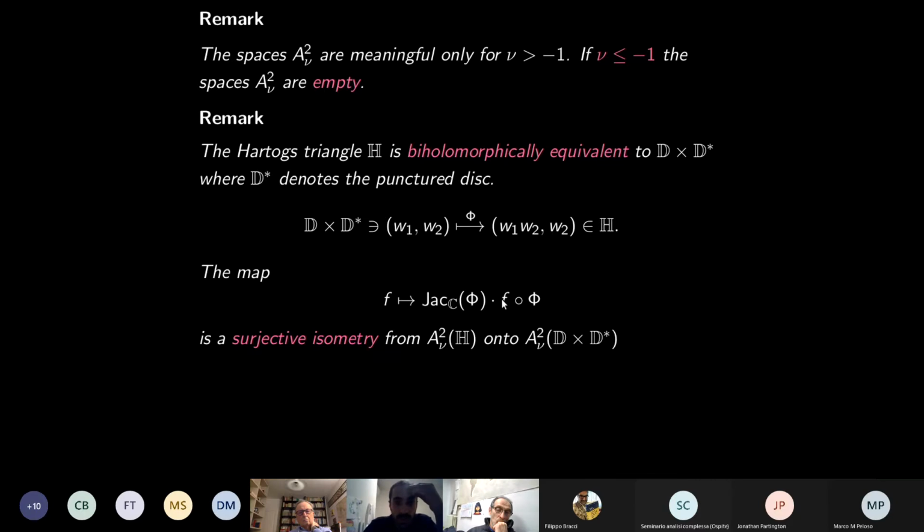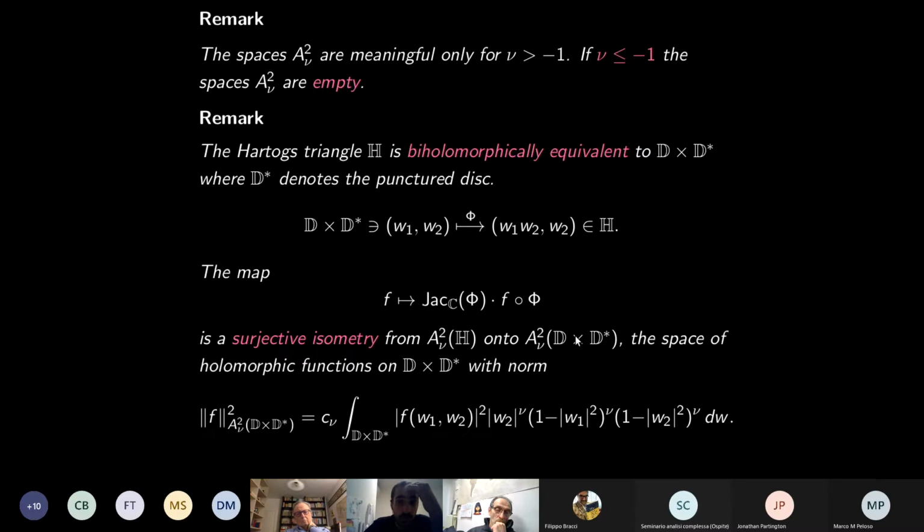Clearly, the map that to F associates the Jacobian of phi times the composition of F with phi is a surjective isometry from the weighted Bergman space on H onto a weighted Bergman space on D times D star. And what is this weighted Bergman space on this product domain? It is the space of holomorphic functions with respect to this L2 norm. So we have this weight here. In these two factors you recognize the standard weight for the polydisk, but we have this extra factor that, of course, takes care of the fact that on the second variable we work on the punctured unit disk.